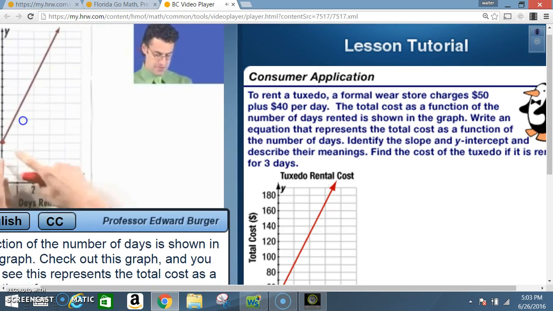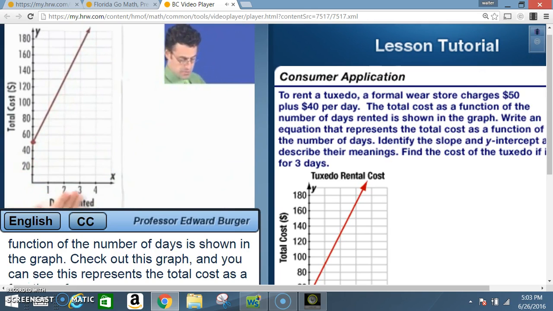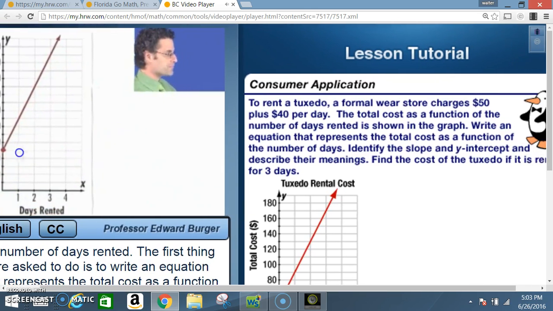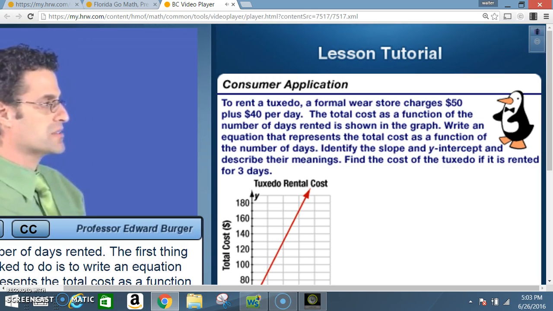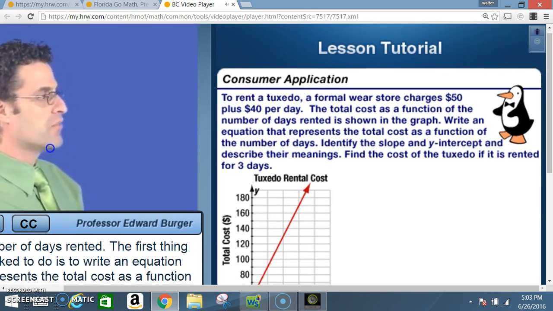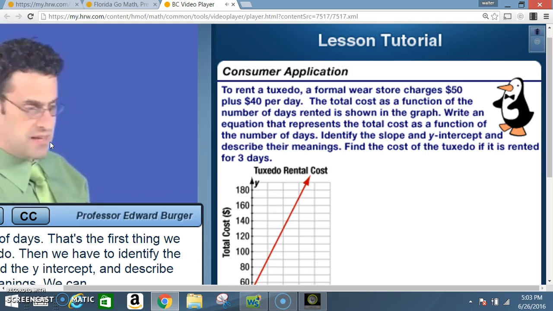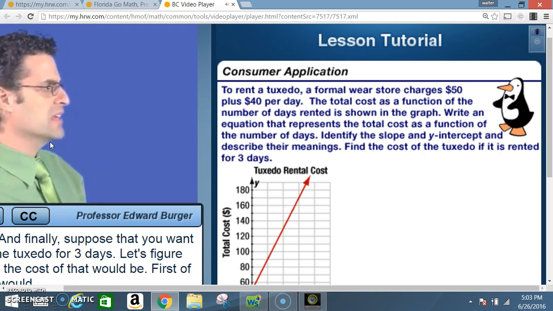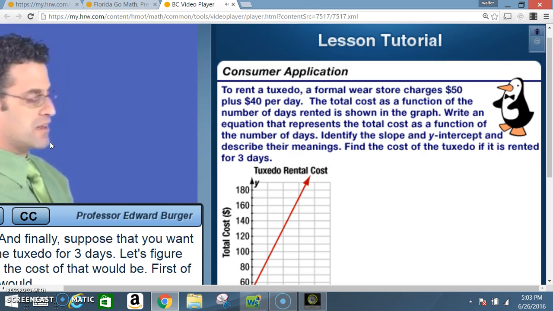So check out this graph and you can see this represents the total cost as a function of the number of days rented. The first thing we're asked to do is write an equation that represents the total cost as a function of the number of days. Then we have to identify the slope and the y-intercept and describe their meanings. We can do that. And finally, suppose that you actually want to rent the tuxedo for 3 days. Let's figure out what the cost of that would be.